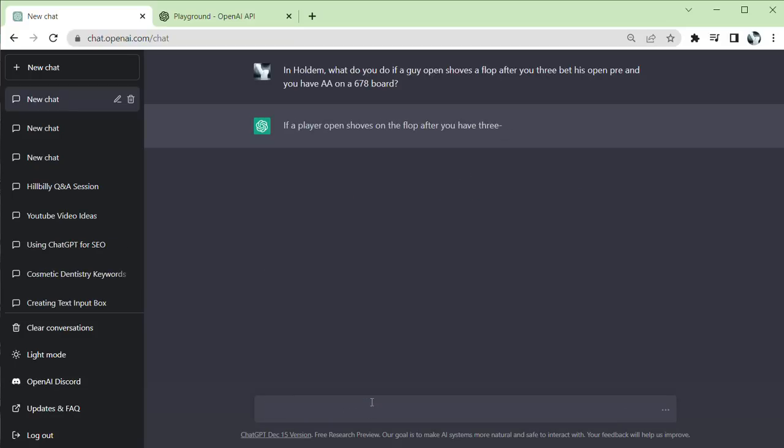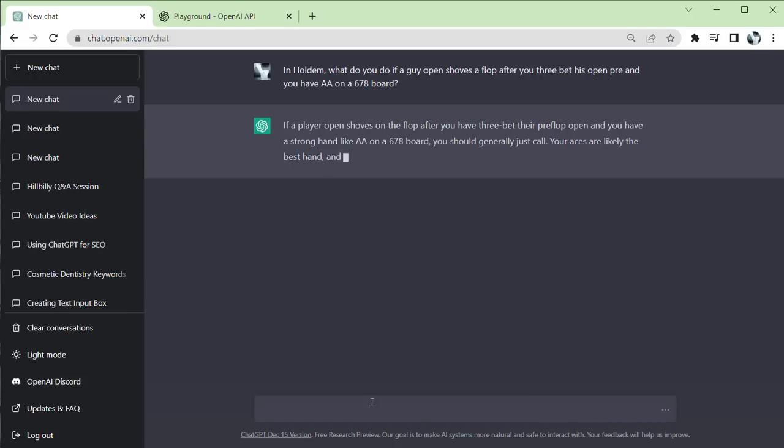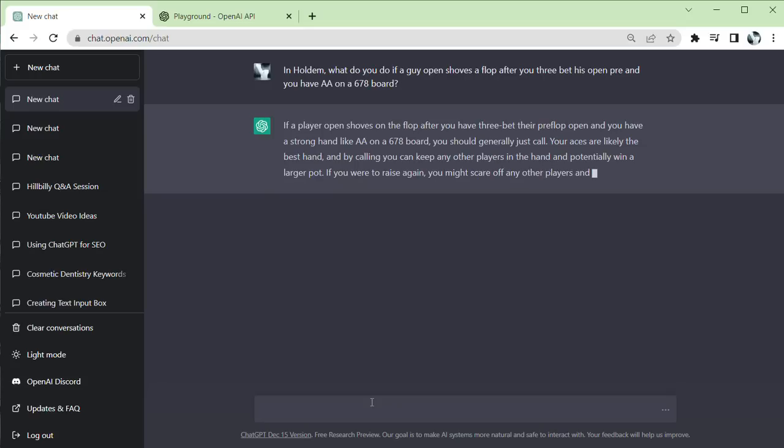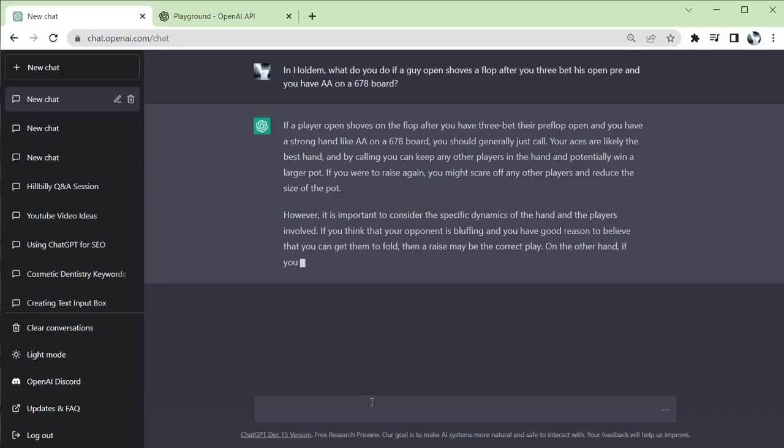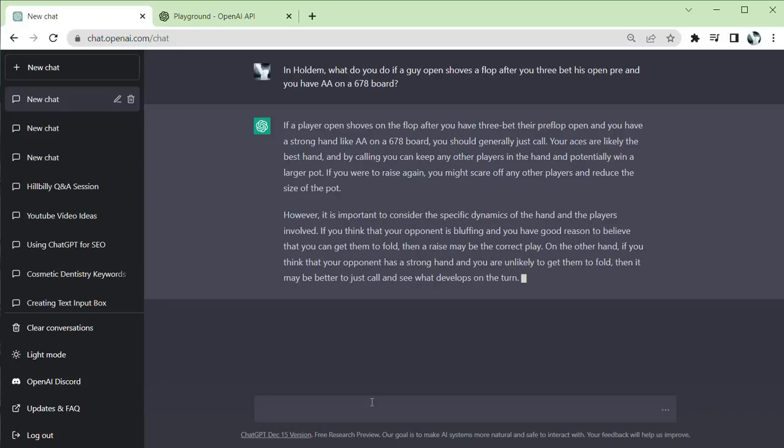He says, a player open shoves on a flop if you 3-bet him pre-flop. That's exactly right. And you have a strong hand like ace-ace on a 6, you should generally call. Yeah, probably, but it probably beat, because I can tell you in that scenario, these 1-2 guys are going to have the straight or they're going to have a set. All right. Likely to be the best hand. If you raise again, that might scare him off. However, it's important to consider the dynamics of the hand, the players. Absolutely. If you got the friggin' old man coffee next to you, he's going to absolutely snap you off.